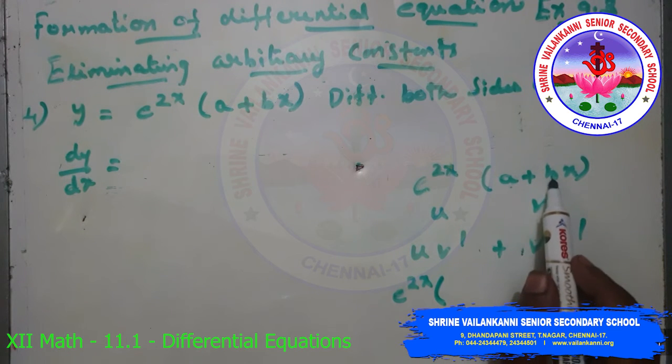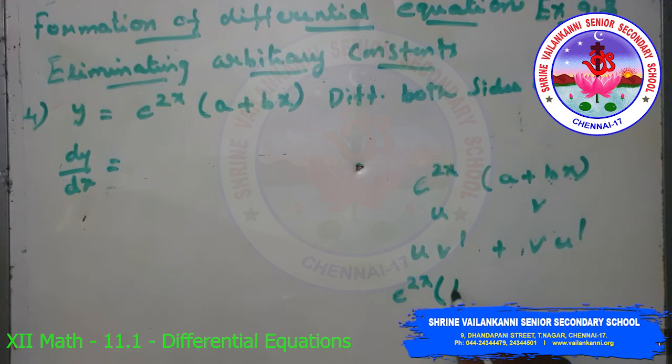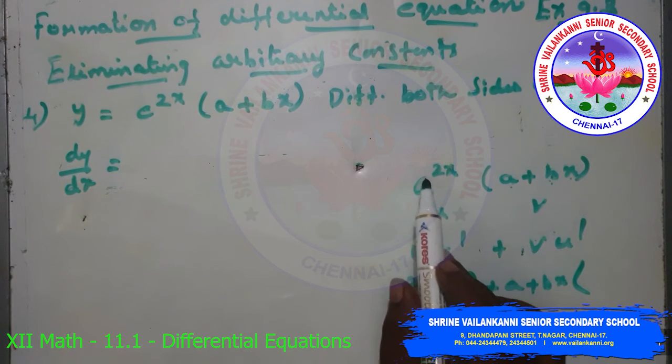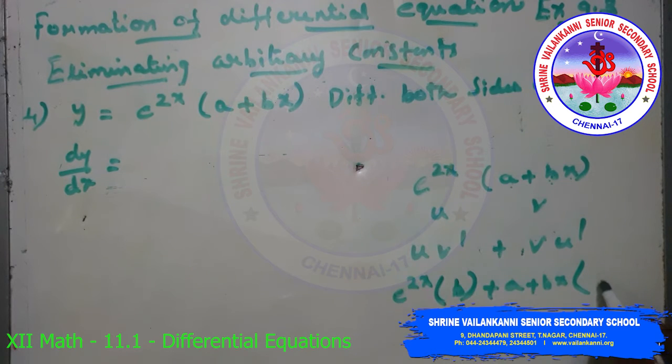Differentiating this, we get 0. Differentiating this, we get b into 1. So b plus a plus bx into u dash. U dash is differentiating e power 2x, which is 2 into e power 2x.